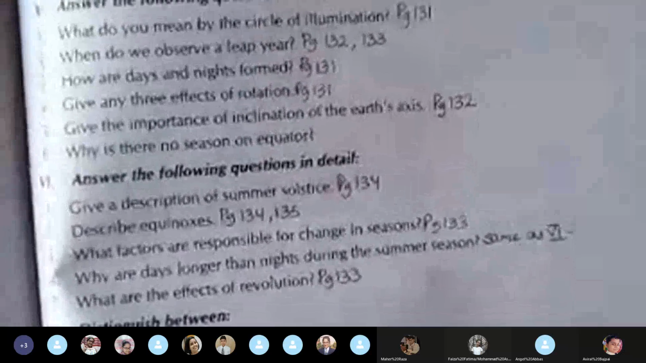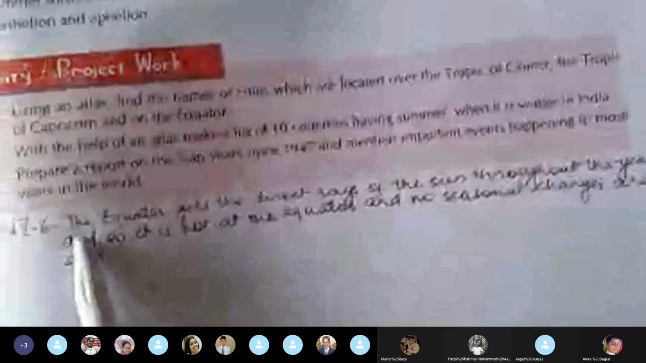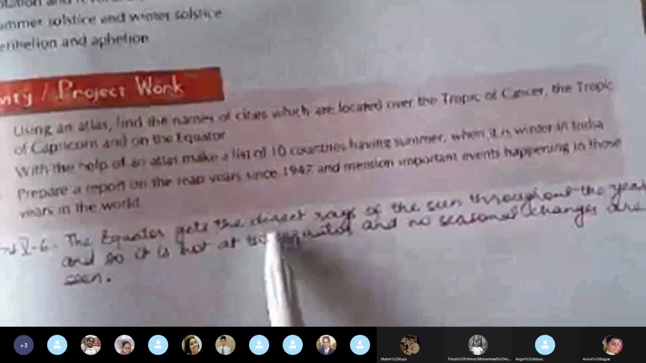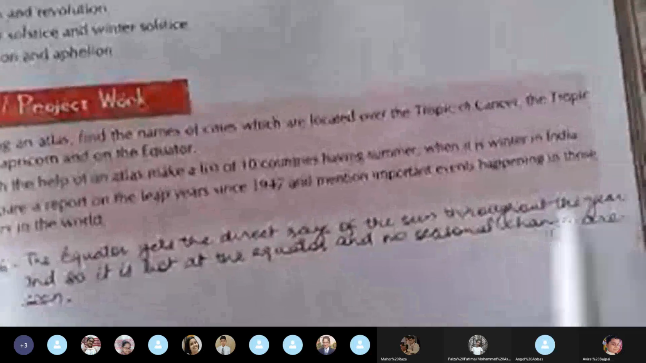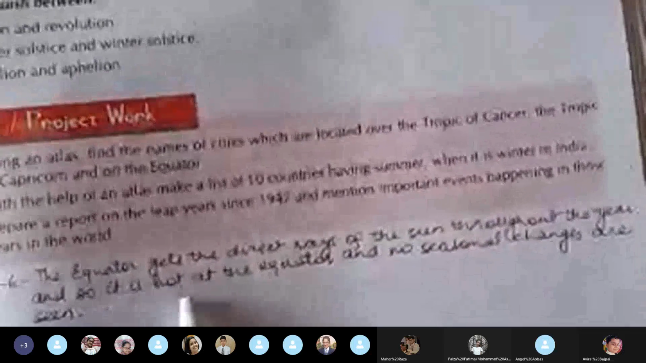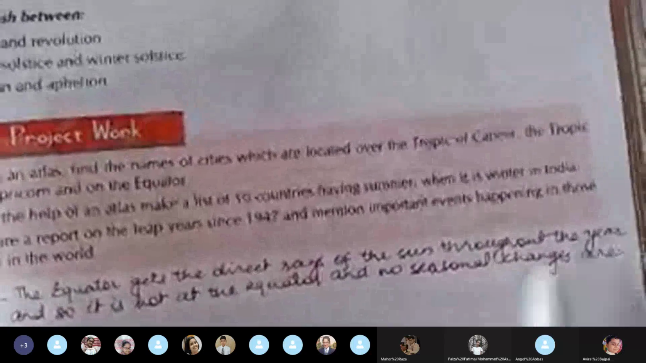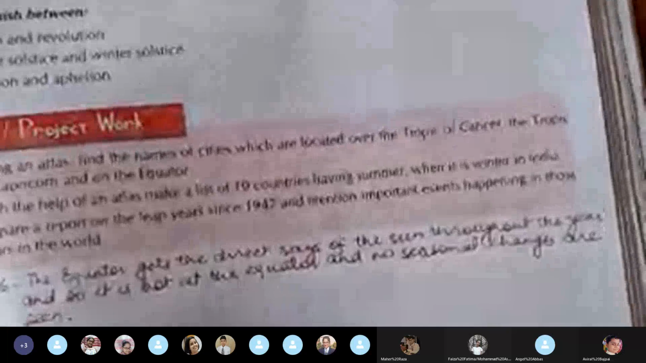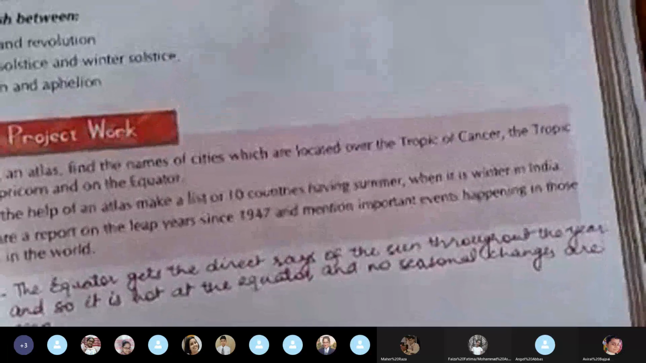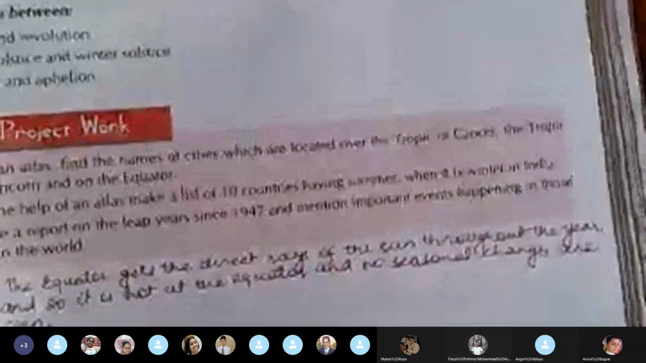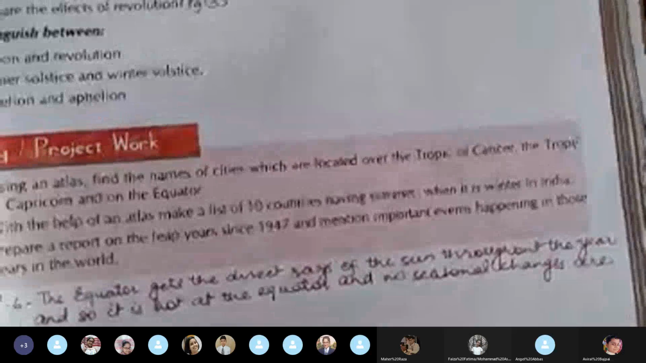Coming on to 5-6. Why is there no season on equator? Answer: the equator gets the direct rays of the sun throughout the year, and so it is hot at the equator and no seasonal changes are seen. I repeat, the equator gets the direct rays of the sun throughout the year, and so it is hot at the equator and no seasonal changes are seen.